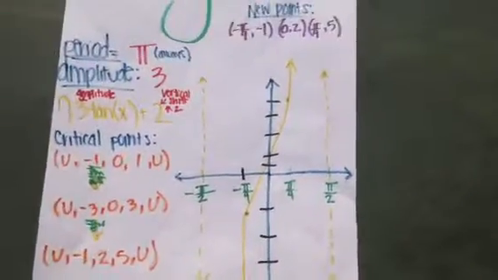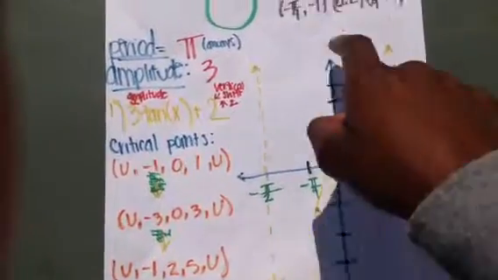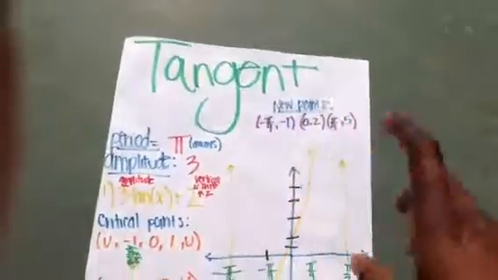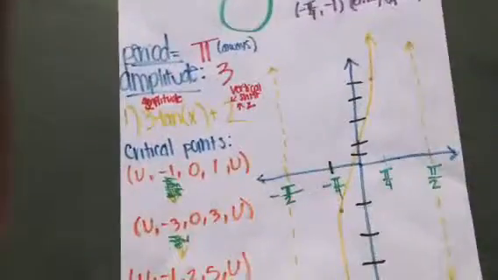Now, however, for tangent, you will draw your line shaped like this. It will always be shaped like this for tangent. For sine and cosine, however, it'll be shaped curved. For tangent, shaped like this. The end.